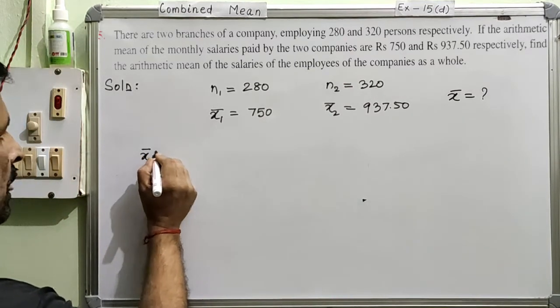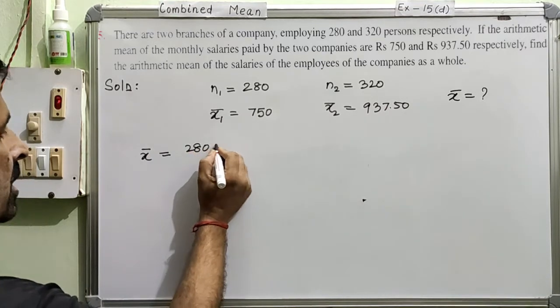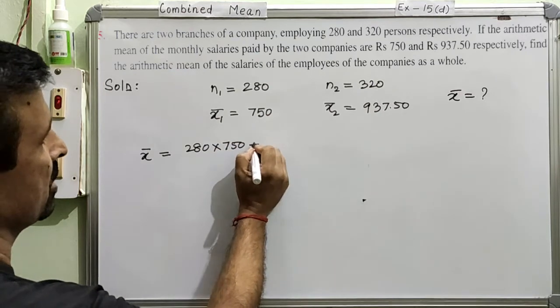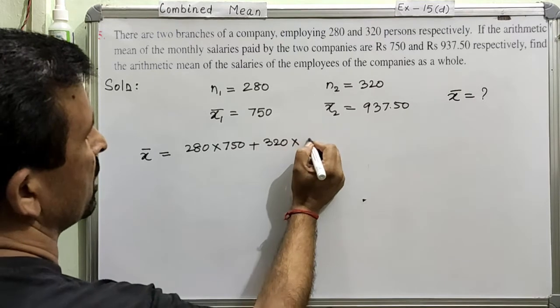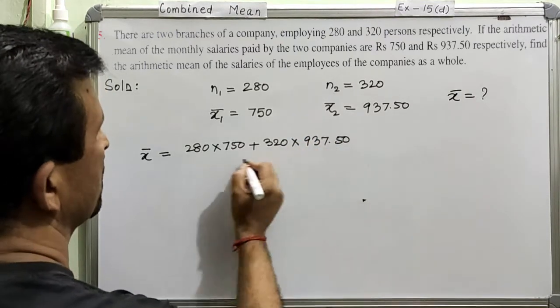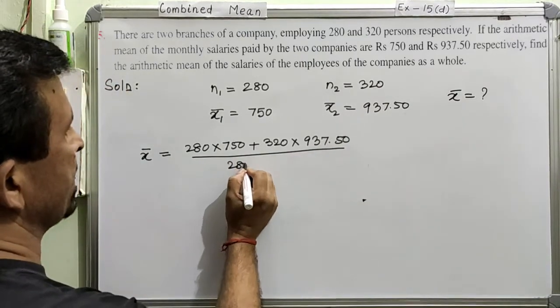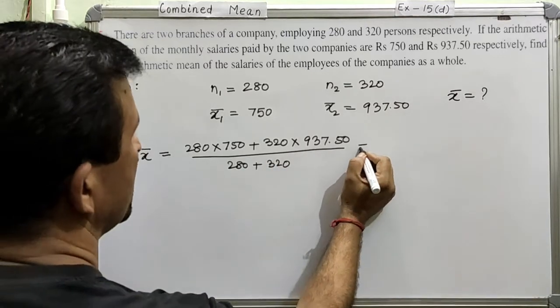X mean, that is the combined mean. This is 280 into 750 plus 320 into 937.50 divided by 280 plus 320. Is it okay?